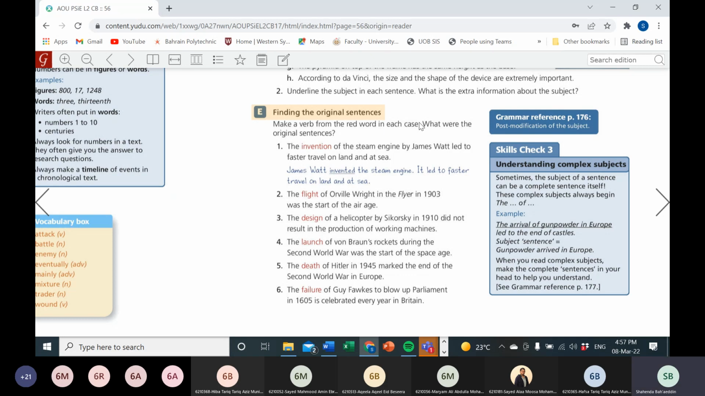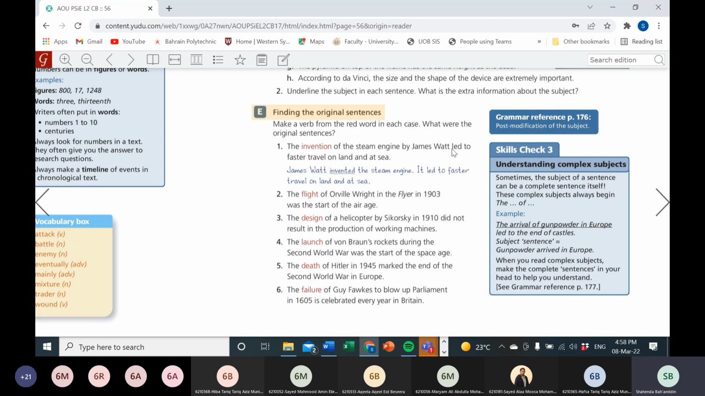Where is the verb of this sentence? The invention of the steam engine by James Watt led to faster travel on land and at sea. Where is the verb of this sentence? The invention. Invention is not a verb. Invented. No. From the sentence, dear. Don't change anything. From the sentence. Where is the verb of this sentence? Travel. Led. This is the verb.